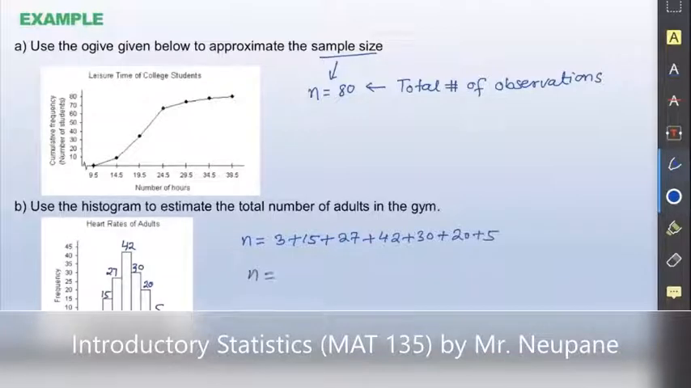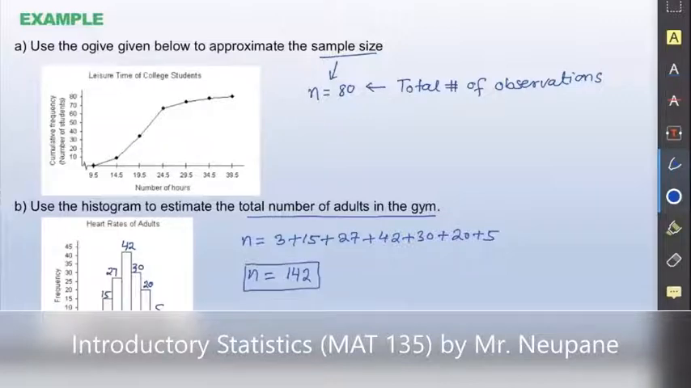So what is n equal to? Please add it in your calculator. I'm also going to add. So we have 3 plus 15 plus 27. Make sure you try, so that we can check ourselves whether I'm doing it right or wrong. I got 142. Did you get that? Yes. Okay, so the total number of observations, or total number of adults who visited the ZIM, is 142.